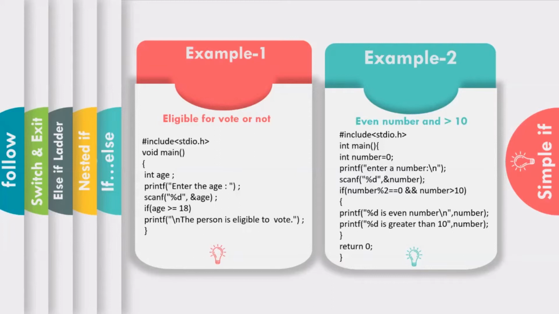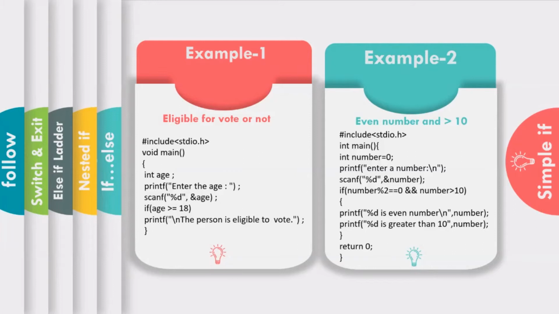In the second example, we check whether the number entered is an even number as well as whether the number entered is greater than 10 or not. Here, the if condition checks whether the number entered yields a remainder 0 and whether it is greater than 10 or not. If both the conditions are true, then both the printf statements are printed on the output screen. That is, the number entered is an even number as well as greater than 10.